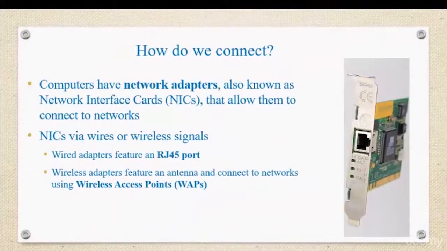All these devices connect to each other by way of network adapters, and network adapters are also known as network interface cards. Now, these pieces of equipment make it possible for our computers and even our cell phones to communicate with each other. A network interface card communicates by way of wired and wireless signals. So if you look at the example on the right, wired adapters feature an RJ45 port, and wireless adapters feature an antenna and connect to networks using a wireless access point.